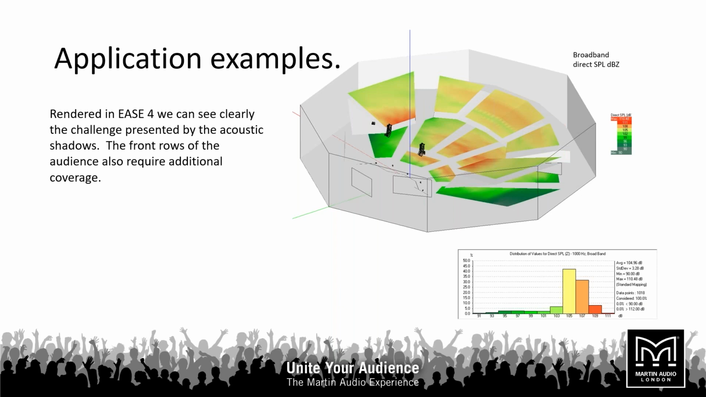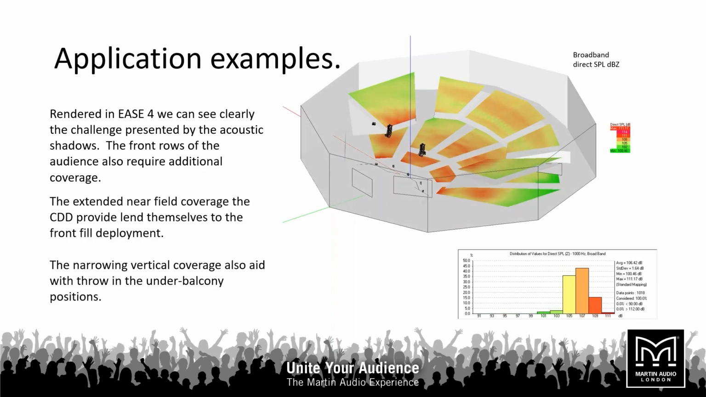So we need to make sure that these under balconies, of course, in this situation, are creating an acoustic shadow. We need to get that filled in with some under balcony fills and some front fills. So introducing some of these CDD12s, you can see that we really resolve that under balcony problem. We're really tightening up that broadband frequency response there.